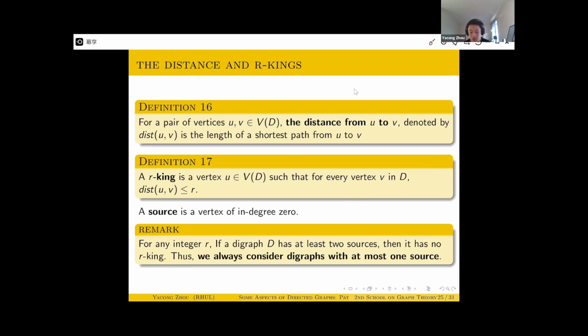And note that a source is a vertex with in degree zero. So one may observe that if a digraph has more than one source, because the source cannot be reached by any vertex simply because it does not have any in-neighbors, then there cannot be any R king where R is finite. So in this section, for this problem, we may always assume that we are considering digraphs with at most one source.